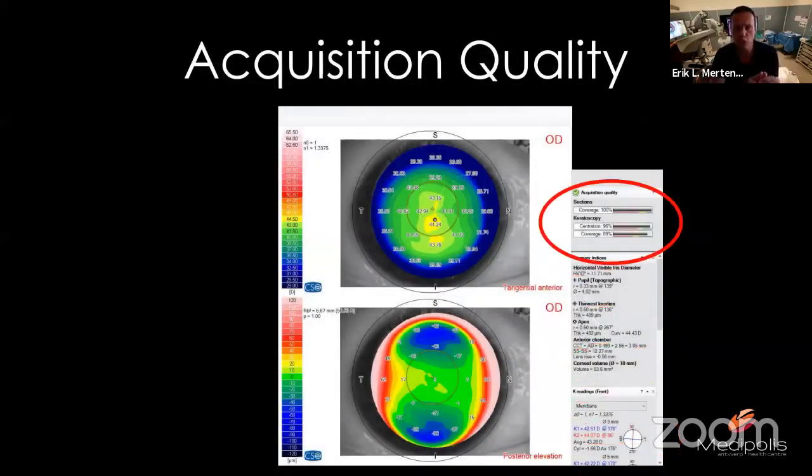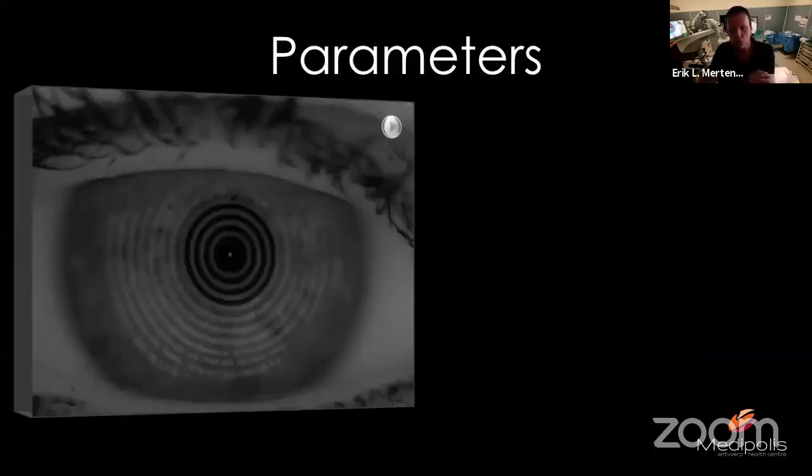First of all, when we measure the eye, I look at the acquisition quality. As you can see here at the top right, coverage 100%, centration and keratoscopy coverage also very high, almost 90%. It's all in green, so we know this is a good measurement. When you don't have this, then please try again, because you can end up with false measurements and also false outcomes.